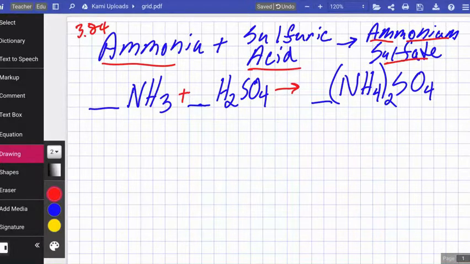So I write it down with the two reactants and the product, and then I have to find out what the formulas are. You can easily look those up if you don't know them. So here are the formulas. A balanced reaction. I'm not going to show you how to balance this one. It's fairly straightforward, but it's 2 ammonia to 1 sulfuric acid and 1 ammonium sulfate.